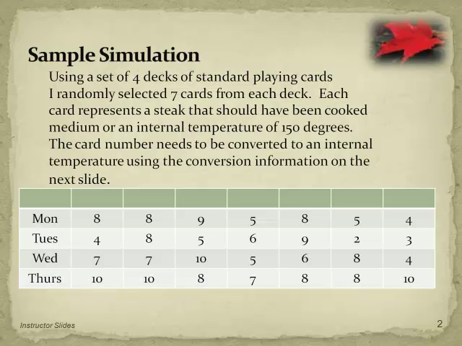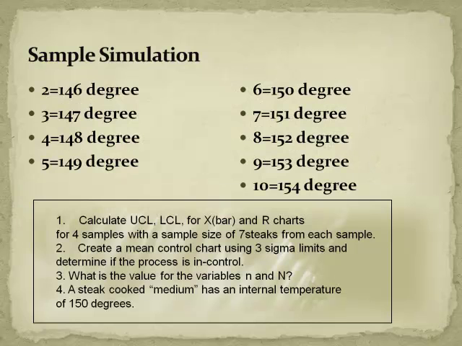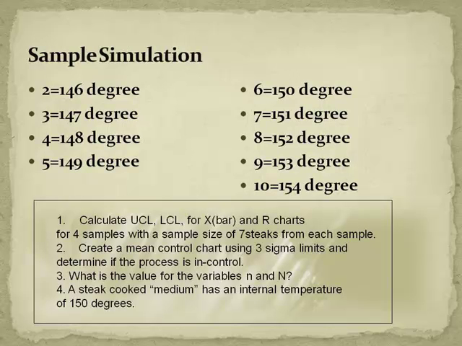We're going to convert each of those to a specific internal temperature, and then calculate the control limits. We're going to do an X bar and a range chart, and plot the data and determine if the process is in control. Again, the variable little n is 7. There are 7 measurements in each sample, and the number of samples, or big N, is 4. Also, we're going to be creating a 3 sigma control limit, which means the Z value in our formula will be 3.